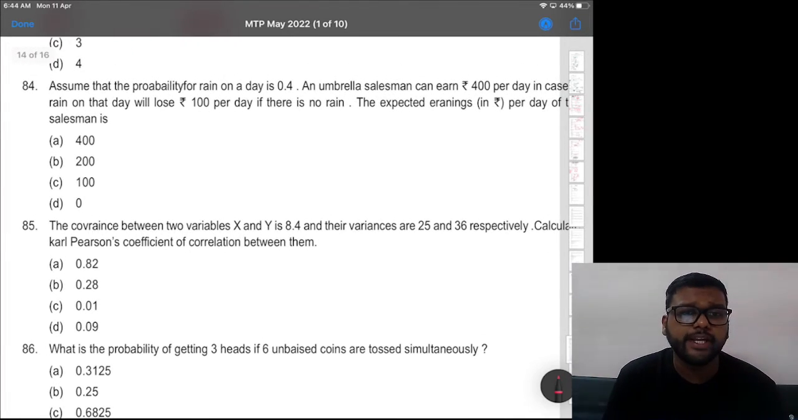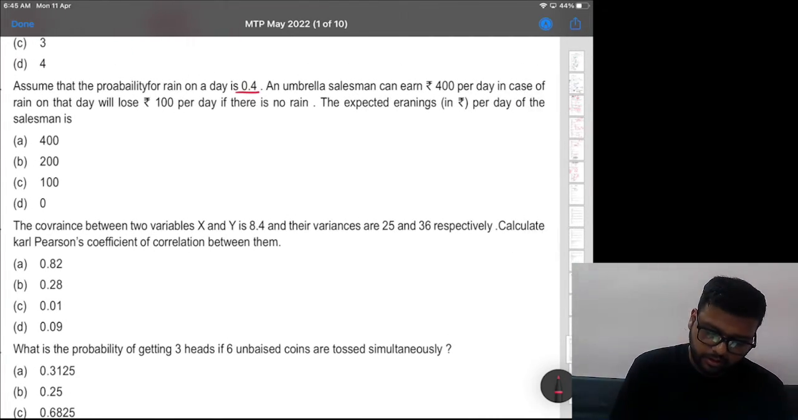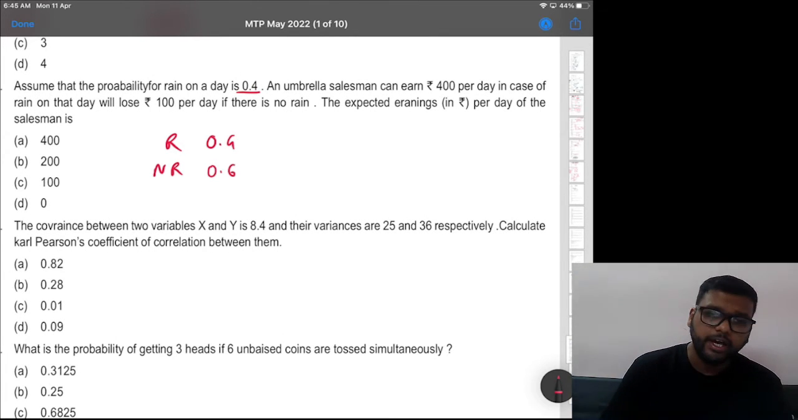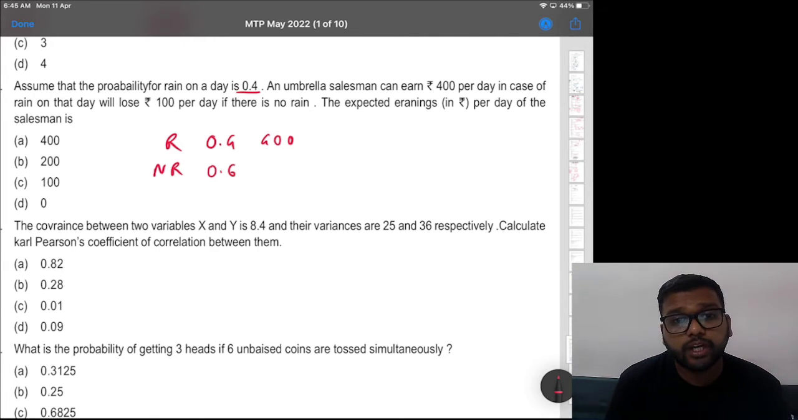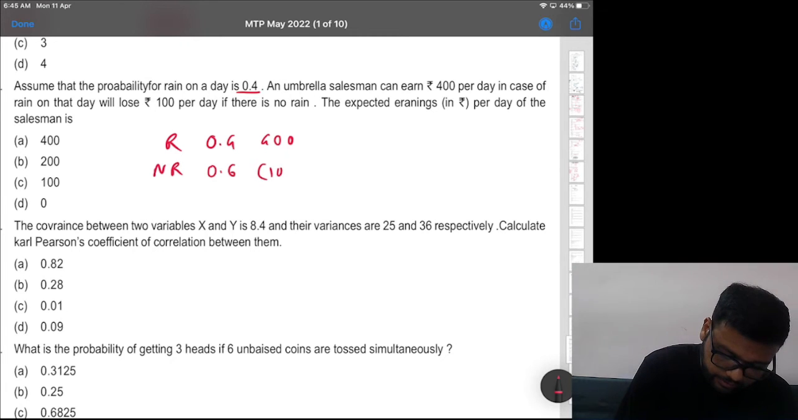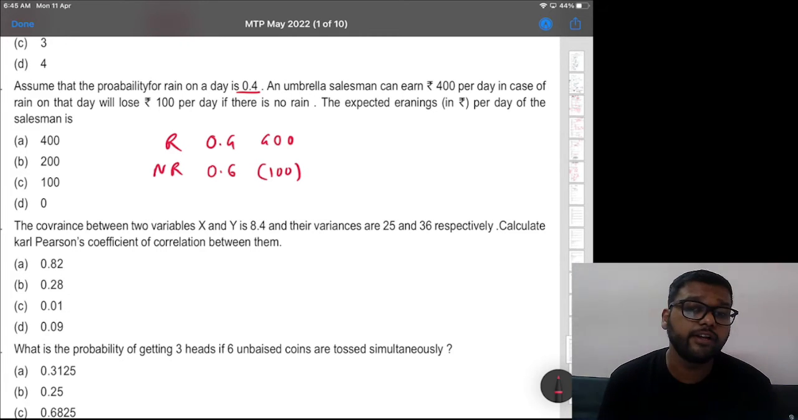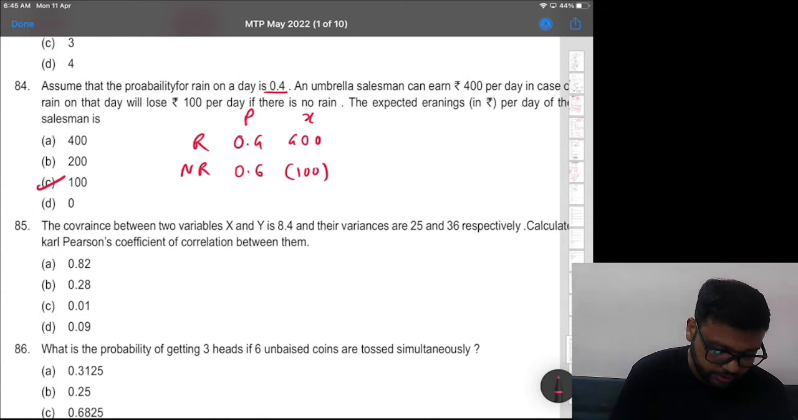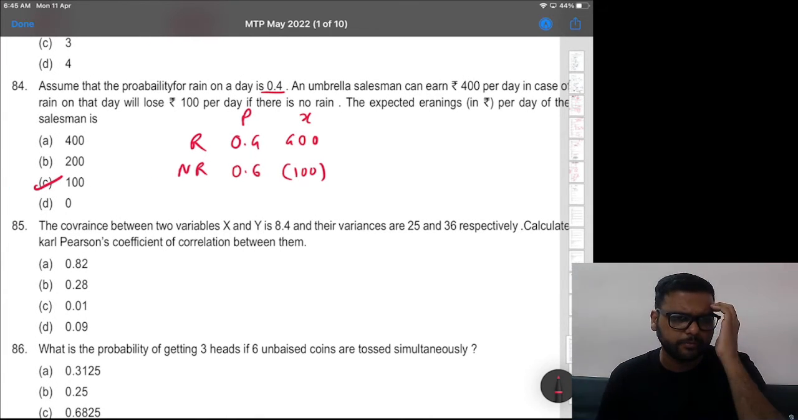Assume that the probability for rain on a day is 0.4. So rain is 0.4. That means not rain is 0.6. An umbrella salesman can earn 400 per day in case of rain. So 400. And will lose 100 per day if there is no rain. So minus 100. The expected earnings will be. Now this is P, this is X. We want summation Px. So 400 into 0.4 M plus and minus 100 into 0.6 M plus. If you press MRC, you get 100, which is option C. Option C is the correct answer.